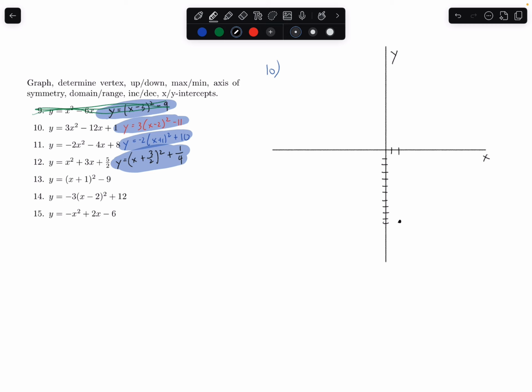And remember from what we learned with transformations, where normally I'd go left 1, up 1, because it's a 3, I'm going to go left 1, up 3. 1, 2, 3. So here, and same thing on the right. Right 1 and up 3.